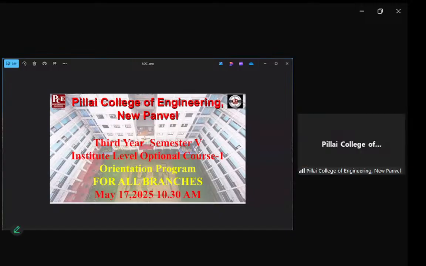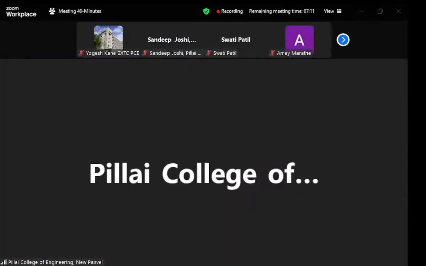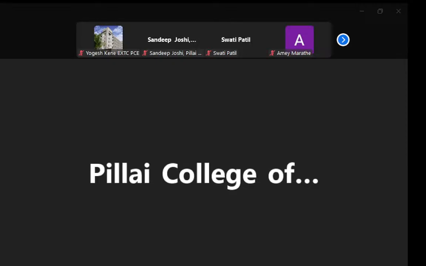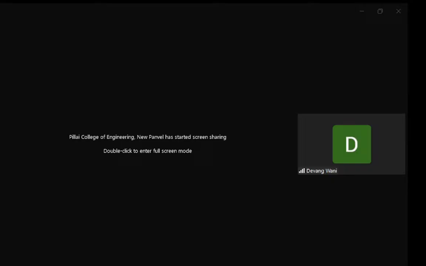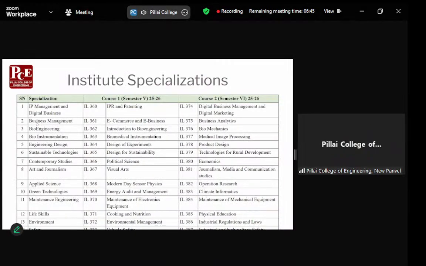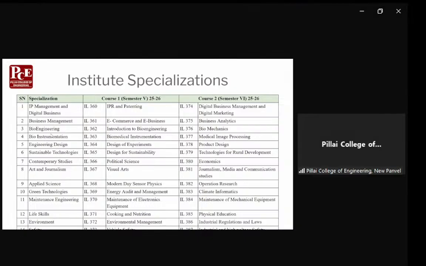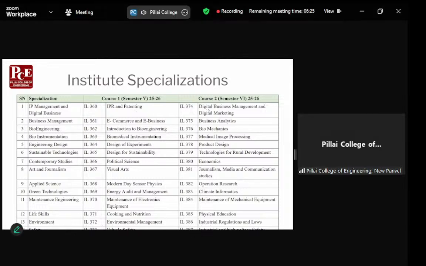So students, before we start with the orientation of the first course, I would just like to share the details of all the courses which we are offering. As sir said, we have a basket of 14 specializations which we are offering at institute level. Every specialization will have two courses in it. The first course will be offered in semester 5, the coming semester. And once you go for a particular specialization, the second course in that specialization will be offered in semester 6.